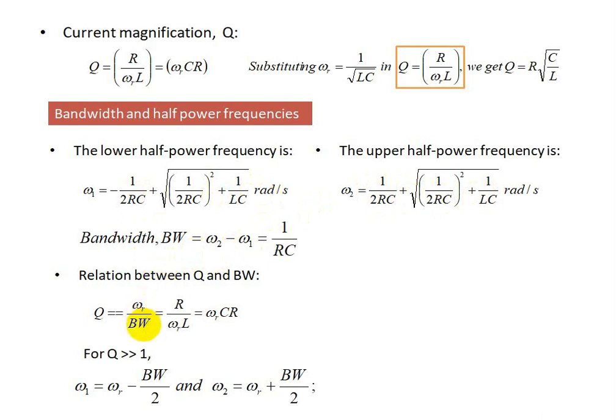So relation between Q and bandwidth. Q is omega R by bandwidth. It's a common expression. And this will be equal to R by omega R L, that will be equal to omega R C into R. For Q very much greater than 1, we can write omega 1 as omega R minus half of the bandwidth, and omega 2 can be written as omega R plus half of the bandwidth. These expressions are same as the expressions we have used for the series RLC circuit.